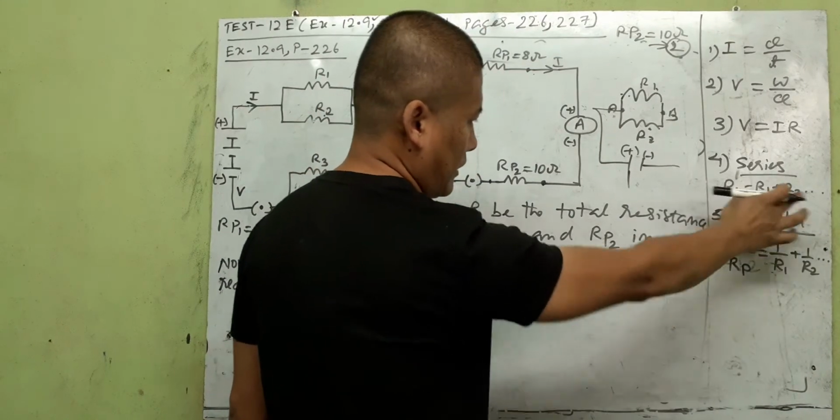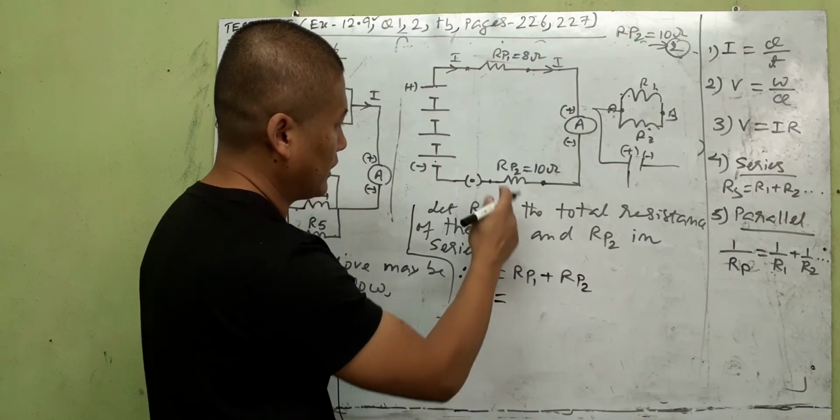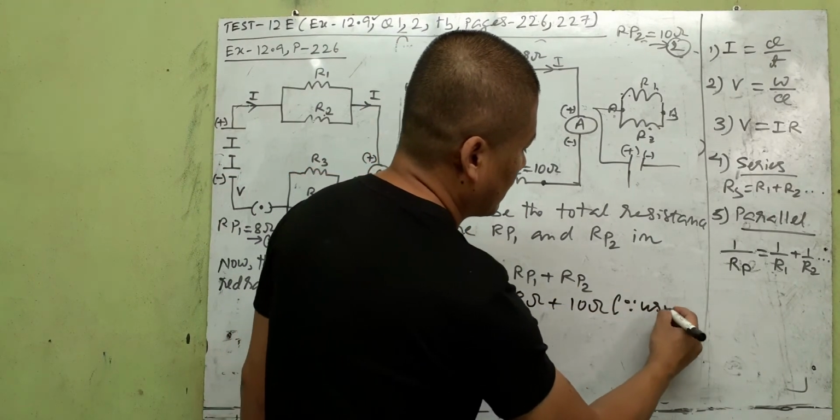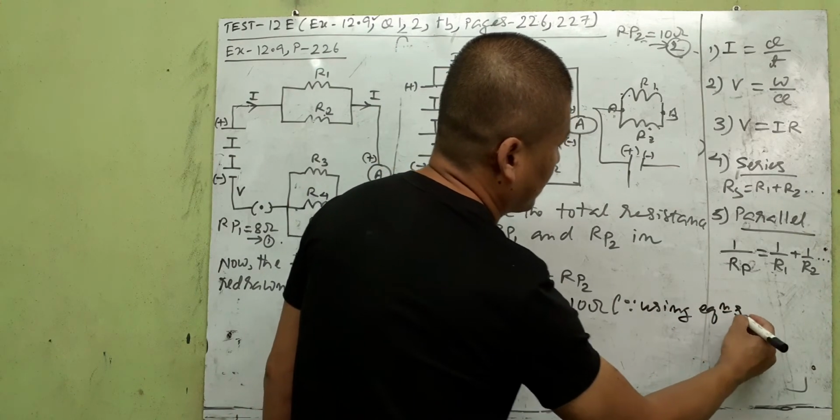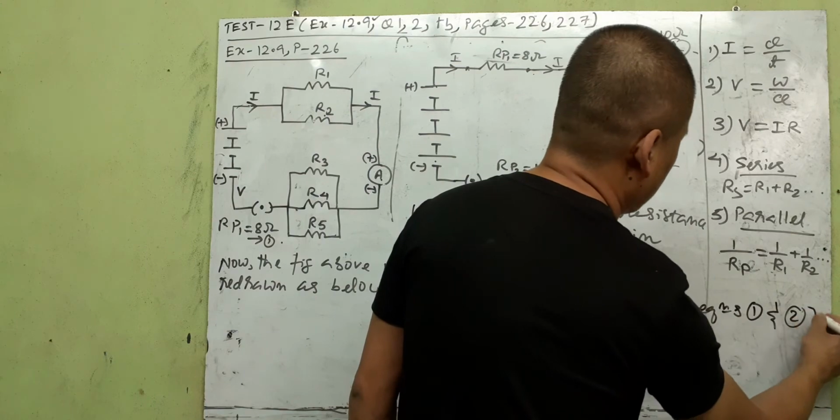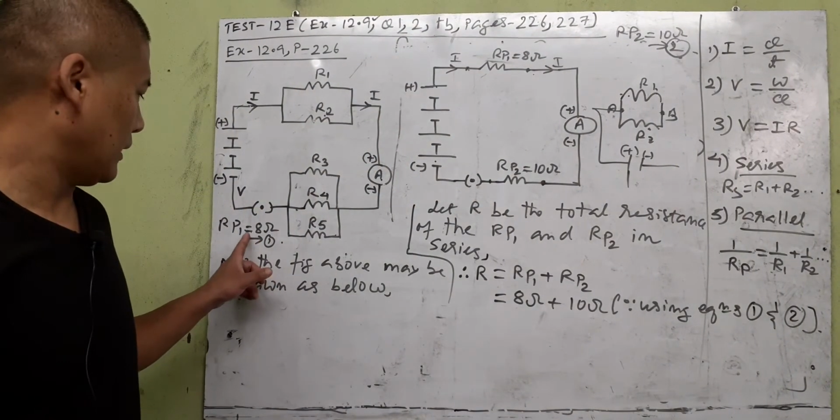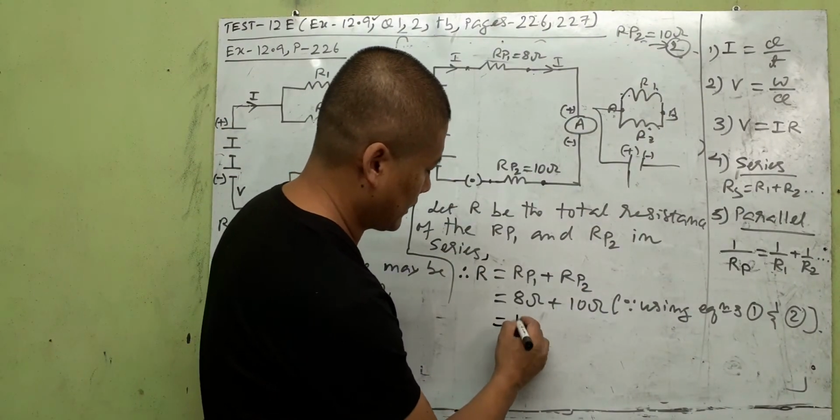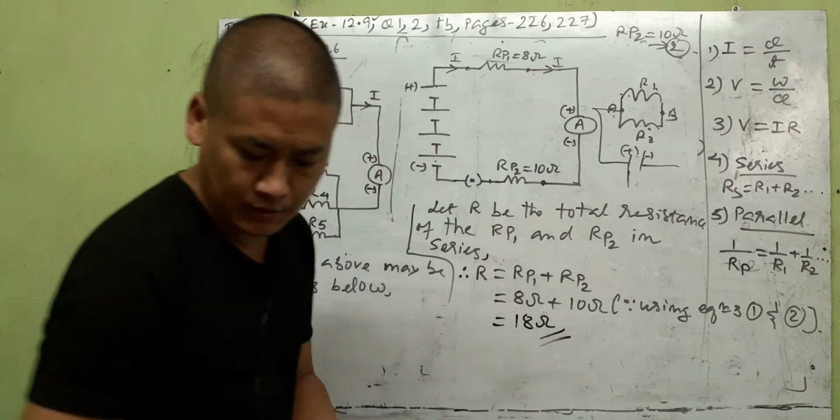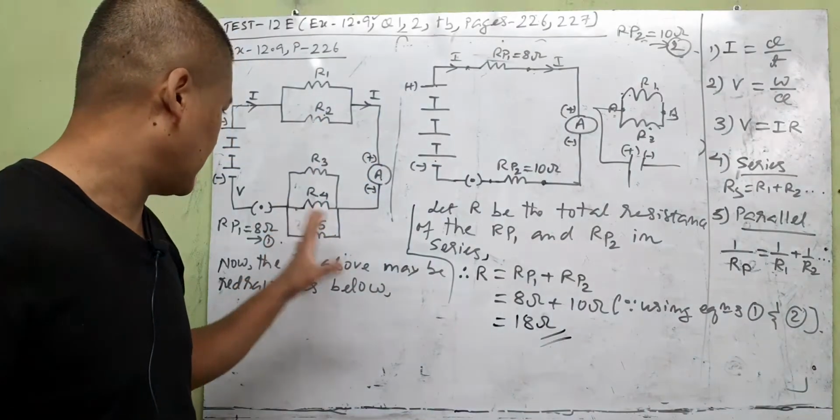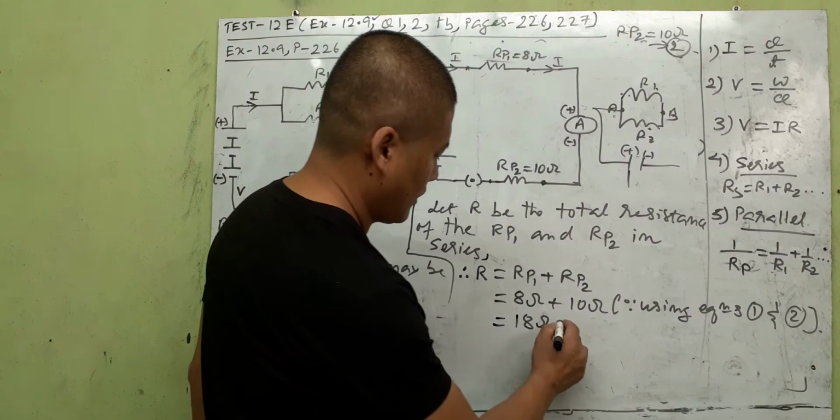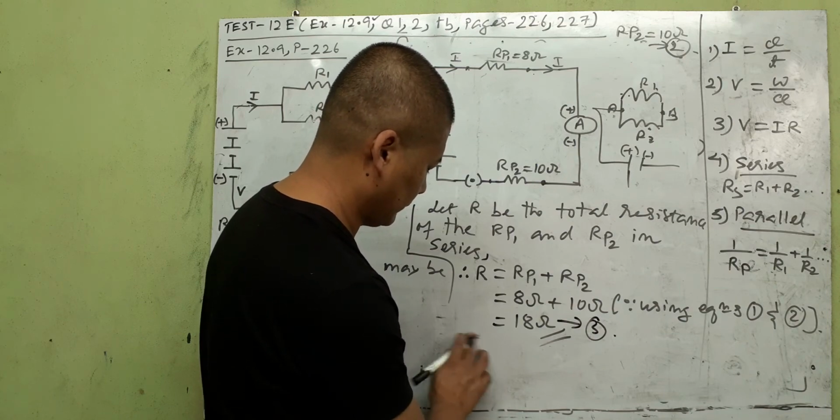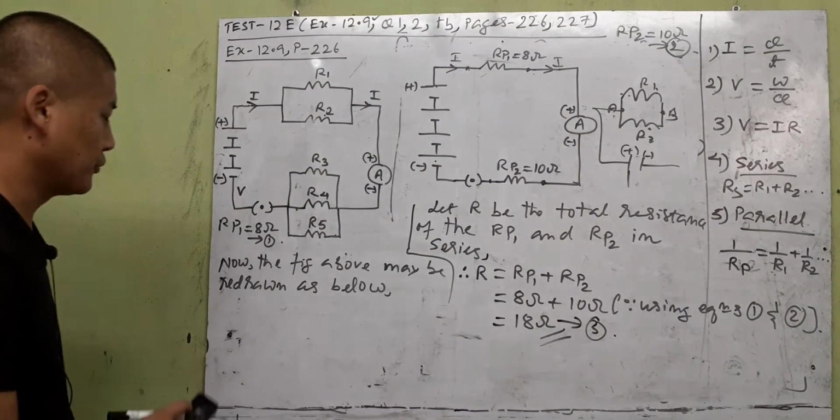Not reciprocal but direct sum. So here RP1 is already 8 ohms plus RP2 is 10 ohms, as we get this by using equations 1 and 2. In 1 we get the RP1 value, and in 2 we get the RP2 value, 10. So the total resistance of the whole circuit is 18 ohms. This is the total resistance of the whole circuit. So A answer is done. We may put this as equation number 3, and right here, that is A. So now let us go to B.